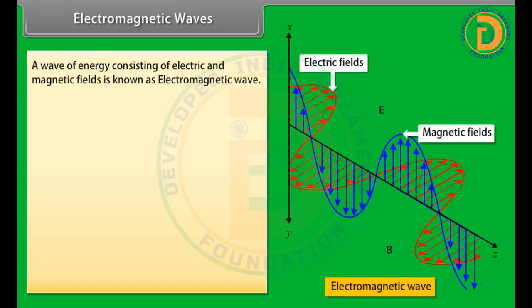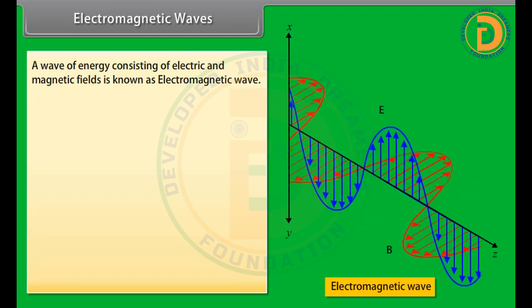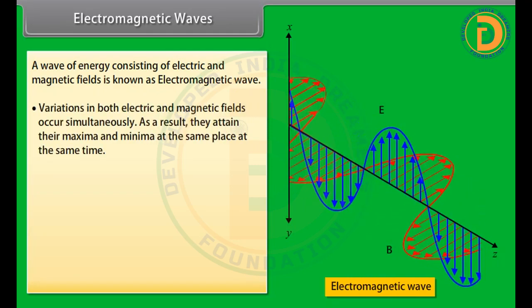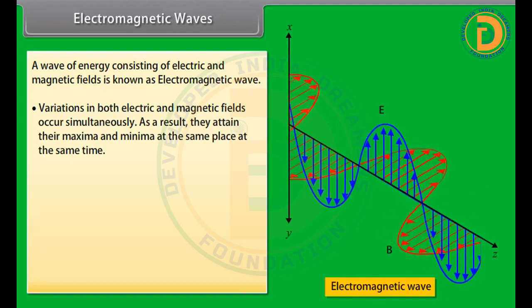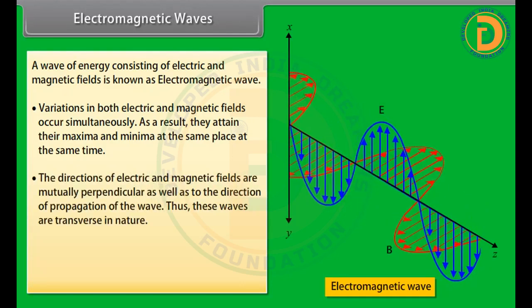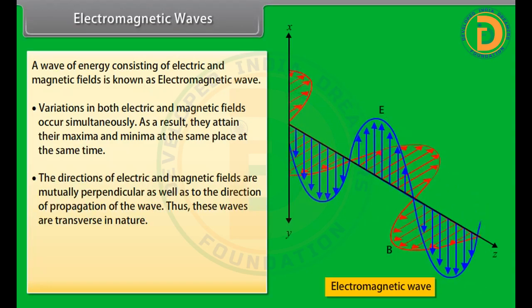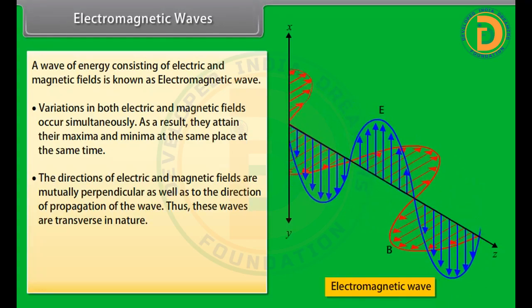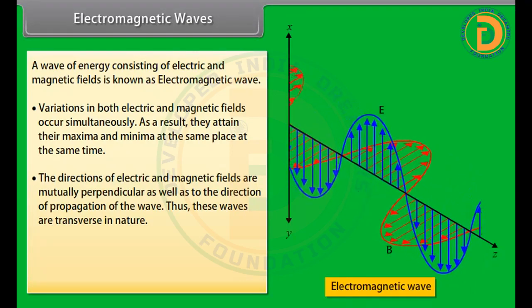Electromagnetic waves. A wave of energy consisting of electric and magnetic fields is known as electromagnetic wave. Variations in both electric and magnetic fields occur simultaneously. As a result, they attain their maxima and minima at the same place at the same time. The directions of electric and magnetic fields are mutually perpendicular as well as to the direction of propagation of the wave. Thus, these waves are transverse in nature.